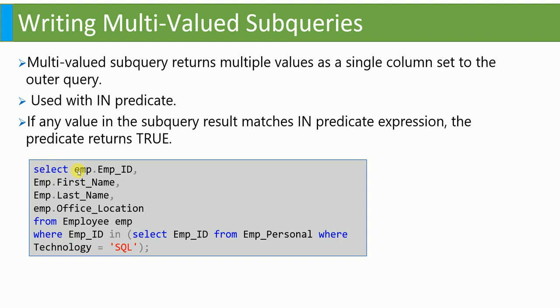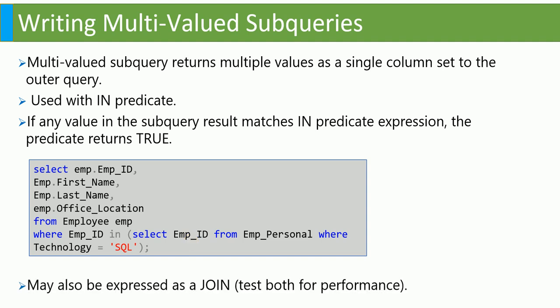Till here is the select, and the employee ID is your outer query, and inside the brackets I used a subquery select. This will return multiple values, whereas the earlier query was returning a single value, but here you have to use IN. So inside this query you will get multiple values from the inner query, and it may also be expressed as a join, and the task is performed by both.